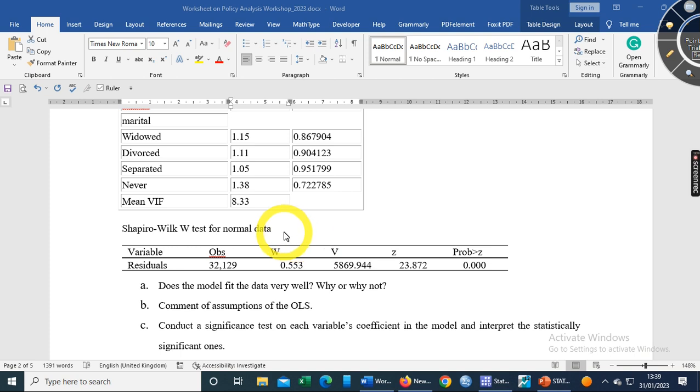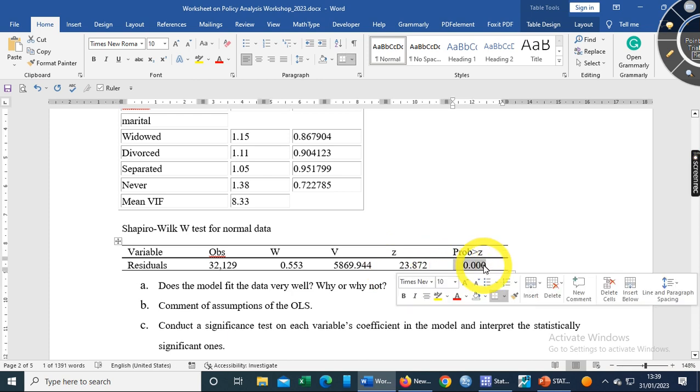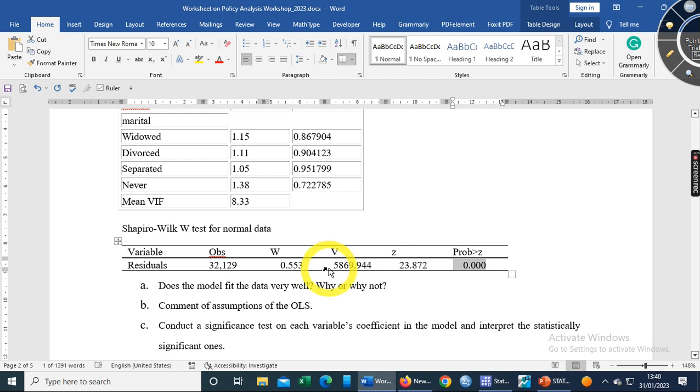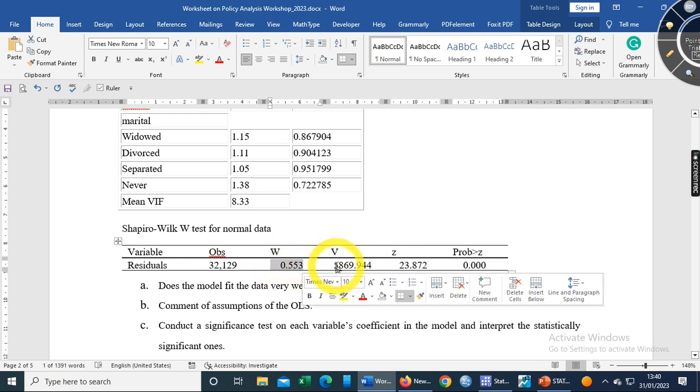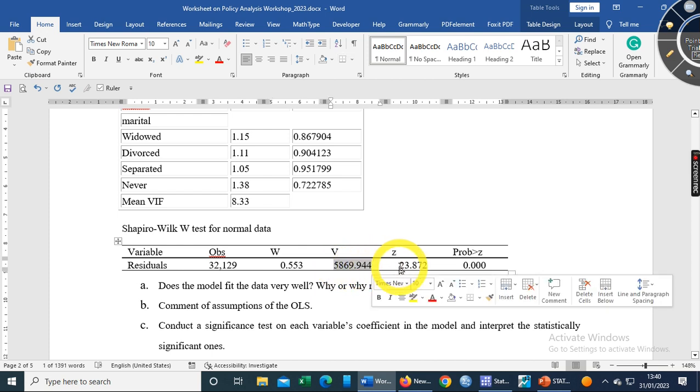Another assumption of the classical linear regression model is normality of the disturbance term, and we applied the Shapiro-Wilk W test for normality. Here is the test, and here is the result. Here is the p-value, and this is the W statistic, V statistic, and Z statistic.